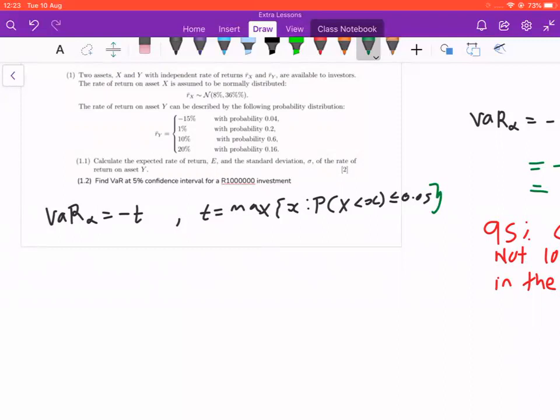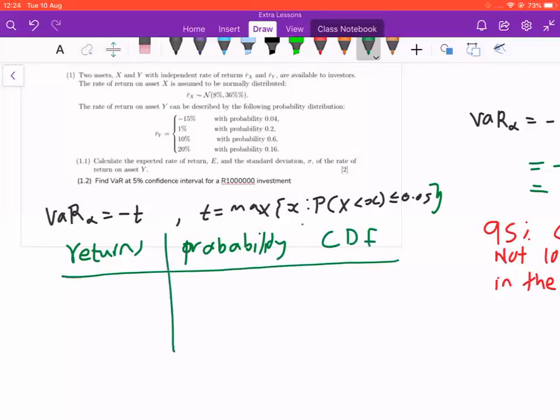You can write your returns and your probabilities. What I advise you to do is to find the CDF as well. Once you are comfortable with using VaR for discrete, you may not have to draw this table, but if you don't understand very well so far, my advice is that you should always write your CDF. It will make your answer simple.